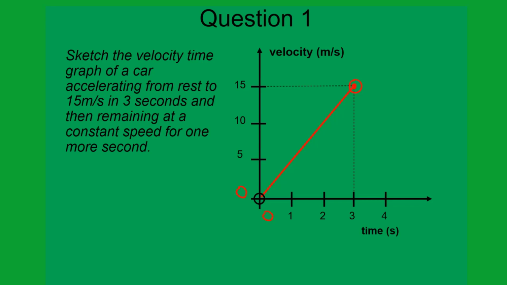Then after achieving 15 meter per second, the car moves with constant velocity for 1 second. So for 1 second it moves with constant velocity. So this is the velocity time graph for the given question.